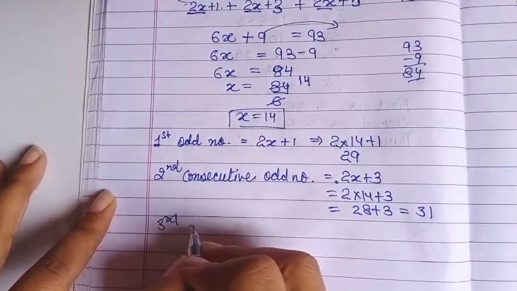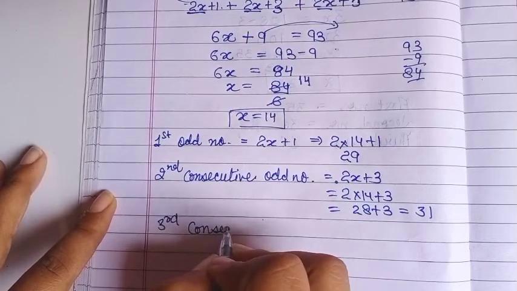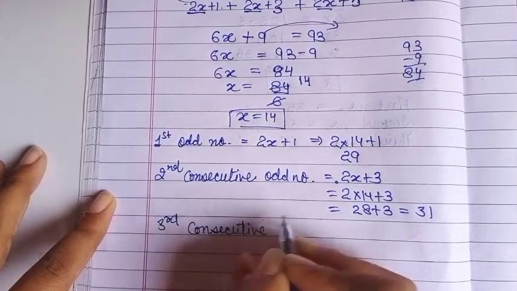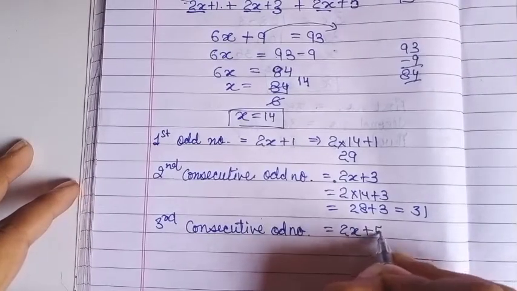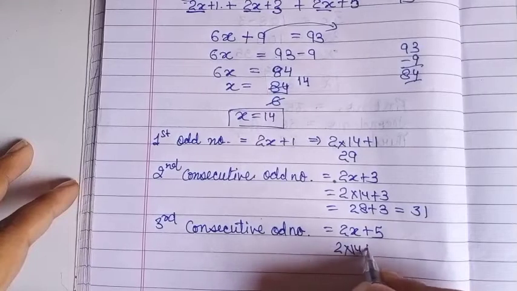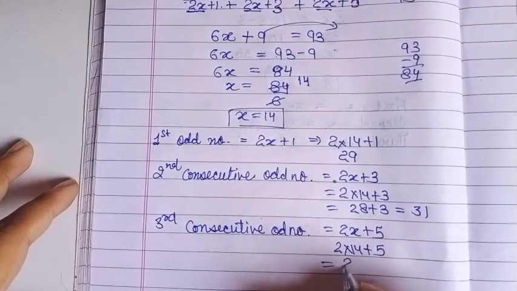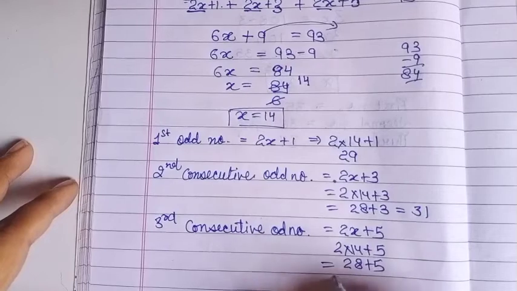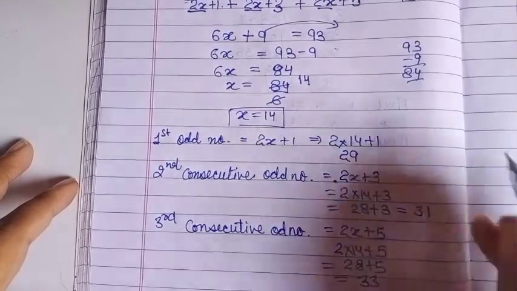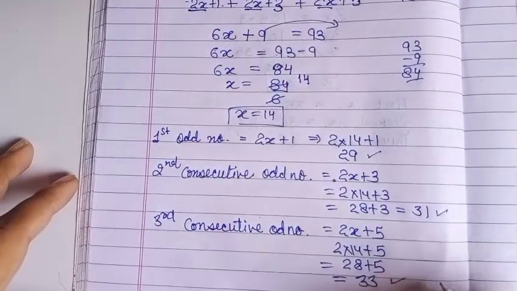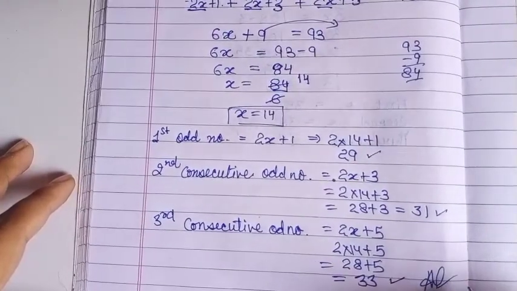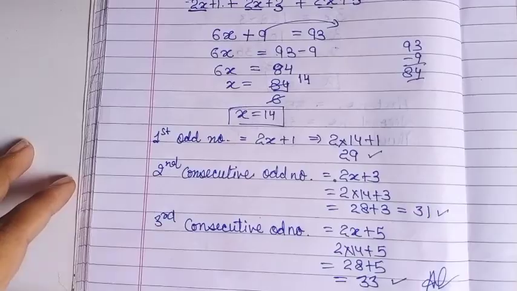The third consecutive odd number is 2x plus 5. It means 2 multiply 14 plus 5. 14 2s are 28 plus 5, which is 33, right? So 29, 31 and 33 are three consecutive odd numbers whose sum is 93. This will be your answer.